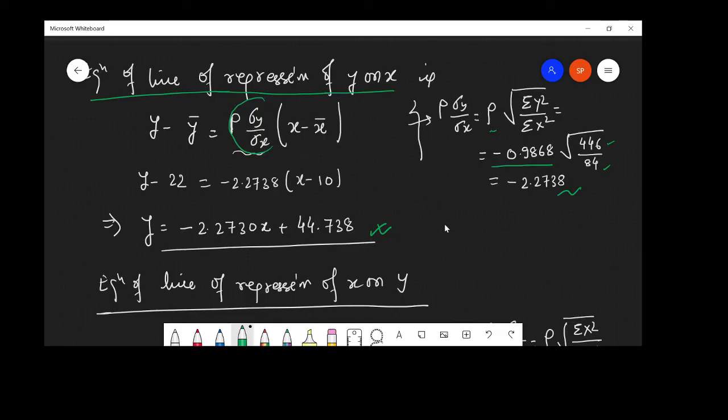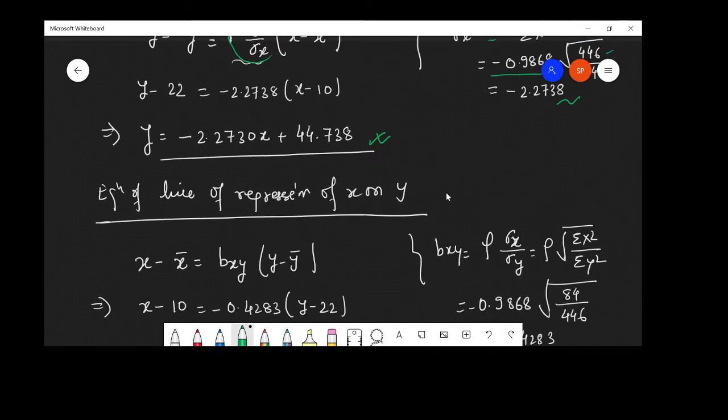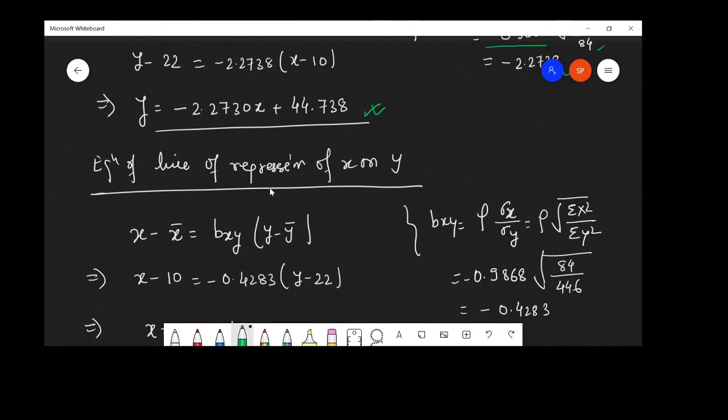Now we move to the next. What is the equation of the line of regression of x on y? First we write the formula: x minus x bar is equal to bxy bracket y minus y bar. Before that we find bxy. What is bxy? It is the regression coefficient of x on y.